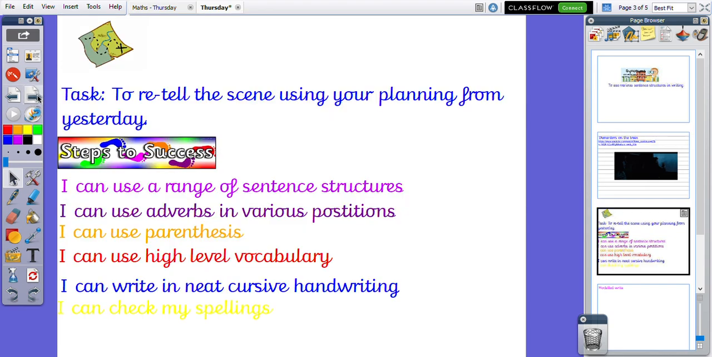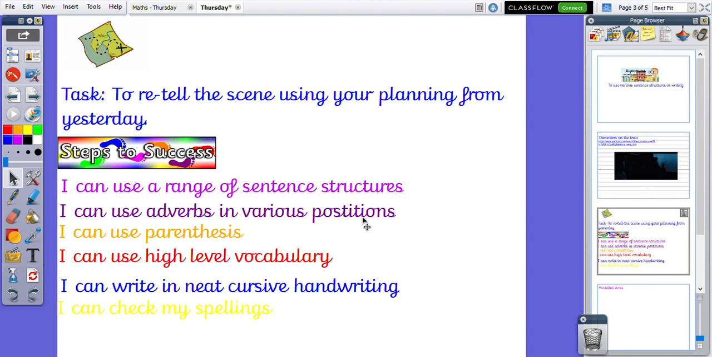Okay, now we are going to think about our steps to success. So these are the same steps to success as you used last week. However, there is more of a focus on your sentence structure because this is what you've been focusing on this week. However, we are also looking for other things, so let's go through them. So I can use a range of sentence structures. So that means we are looking for complex and compound sentences and simple sentences because we want you to build some suspense. Remember that's what Mrs. Willis went through last Friday, and you can use simple sentences to help you do this.